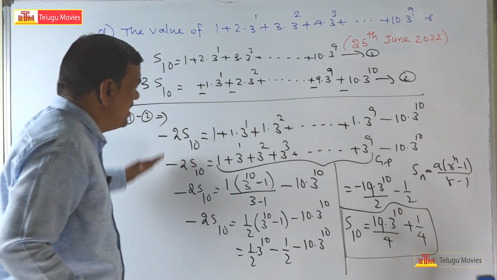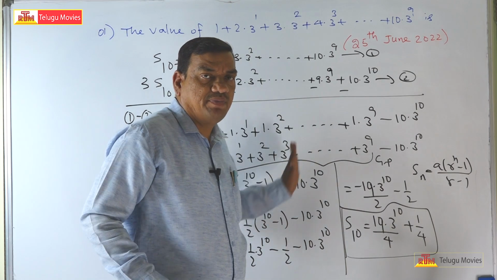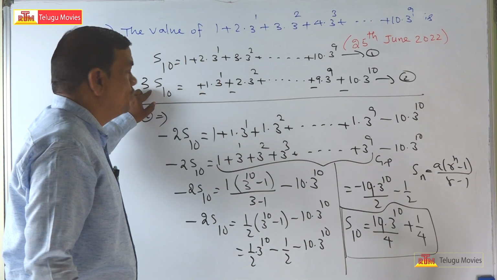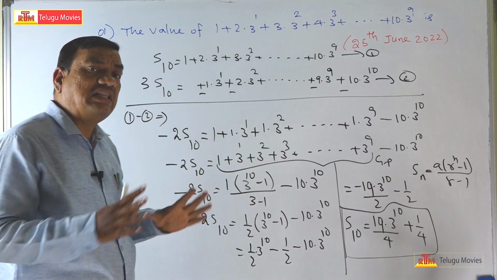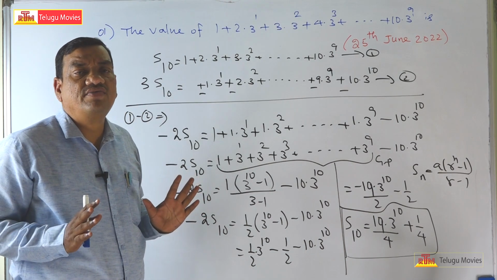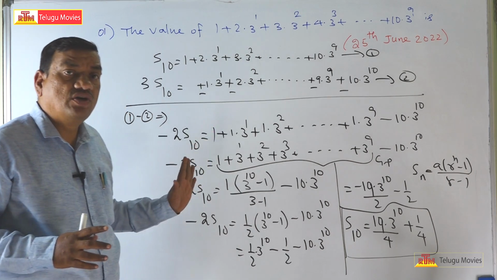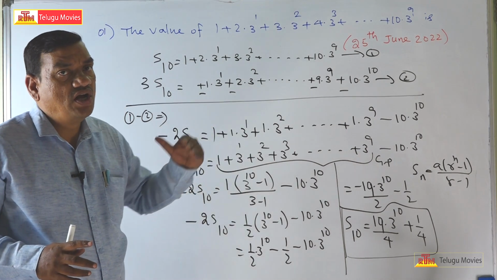Now the remaining problems everybody can do. So the idea is to multiply this given series with 3. If you get the idea, the solution is very easy. I hope that you understand this solution. Let us go for the next problem.